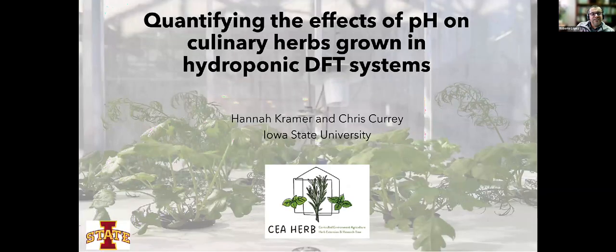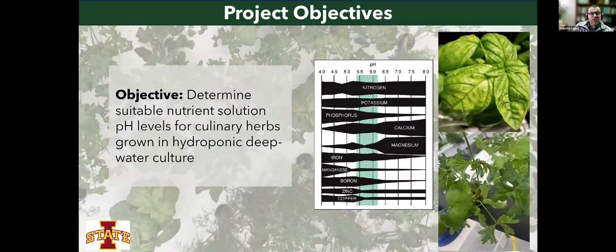Okay, the next study is quantifying the effects of pH in hydroponic systems. This work is being conducted at Iowa State by Hannah Kramer and Christopher Curry. Here, again, they are trying to determine suitable nutrient solution pH levels for culinary herbs. A lot of the current recommendations have been based on other leafy greens such as lettuce. And so they want to determine where that pH should be for various herbs so that we don't have micronutrient deficiencies, as we can see here.